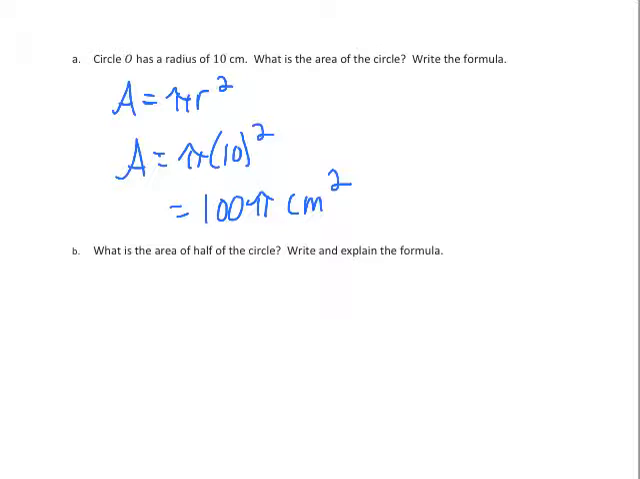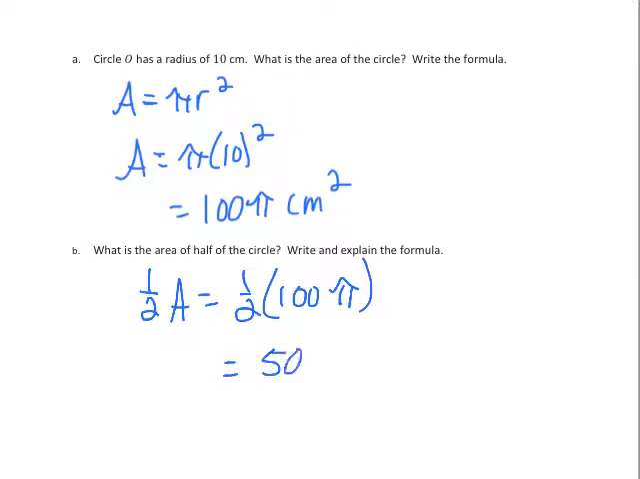Well, given that, if we wanted to find the area of half the circle, we don't need an angle to determine our scale factor because we know our scale factor is going to be 1/2. So we want half the area. So it's going to be 1/2 times 100 pi. And that's 50 pi square centimeters.